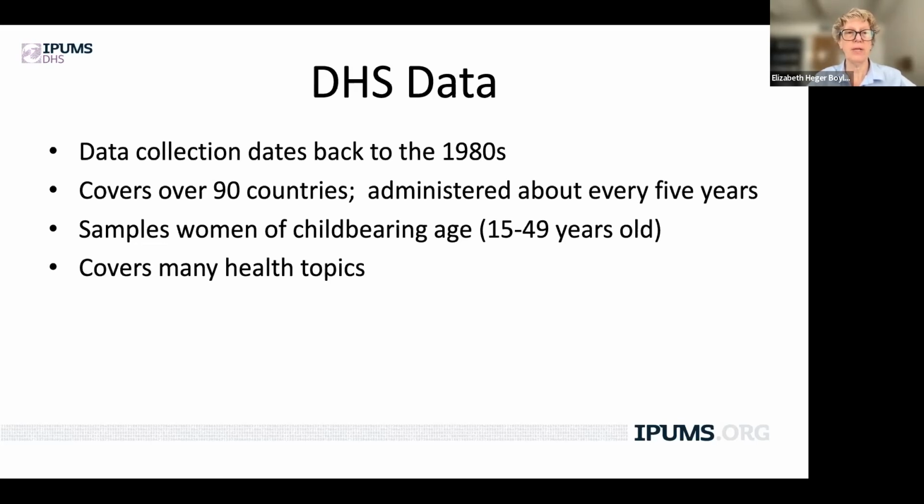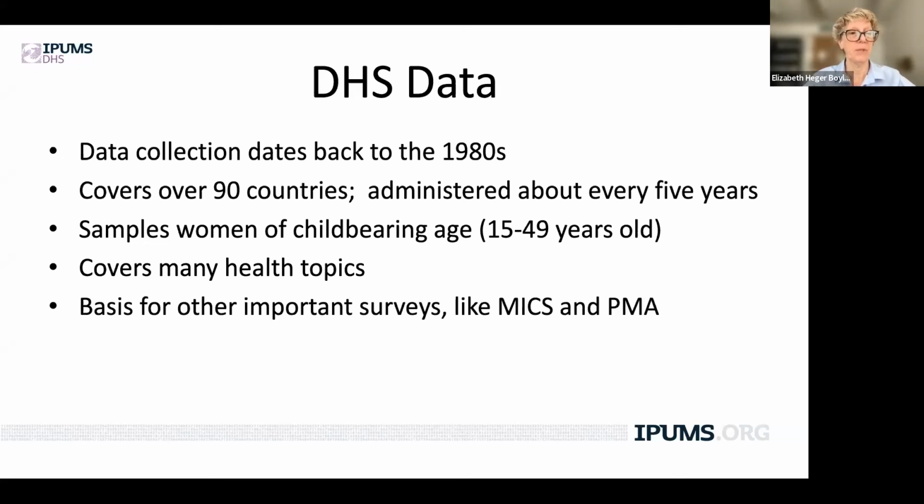The demographic and health survey data covers many health topics related to women and children. You saw in the articles that I just mentioned that some people use the DHS data to study anemia, other people use it to study intimate partner violence. Lots of people use it to study food insecurity and nutrition. So there are all kinds of different health topics covered by the DHS. And the DHS is the basis for other important surveys, like UNICEF's multiple indicator cluster surveys and the performance monitoring for action surveys that were funded by the Gates Foundation.